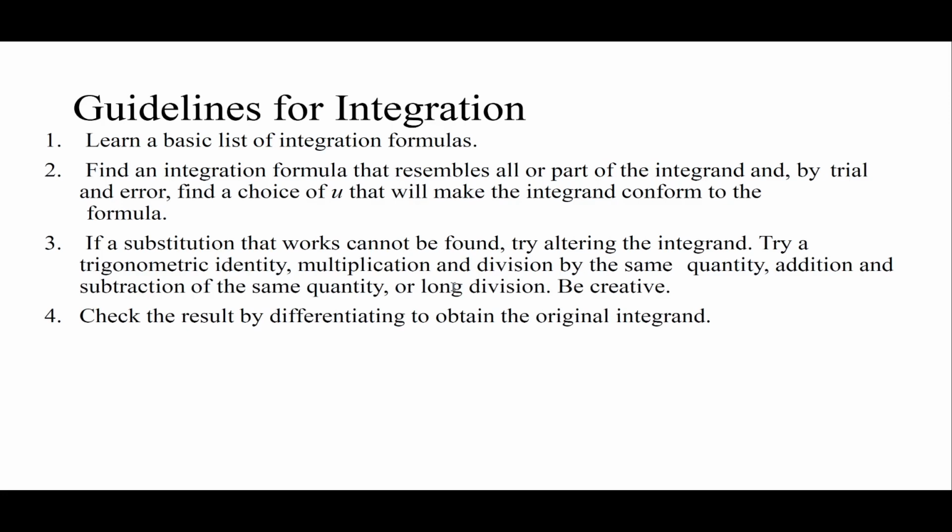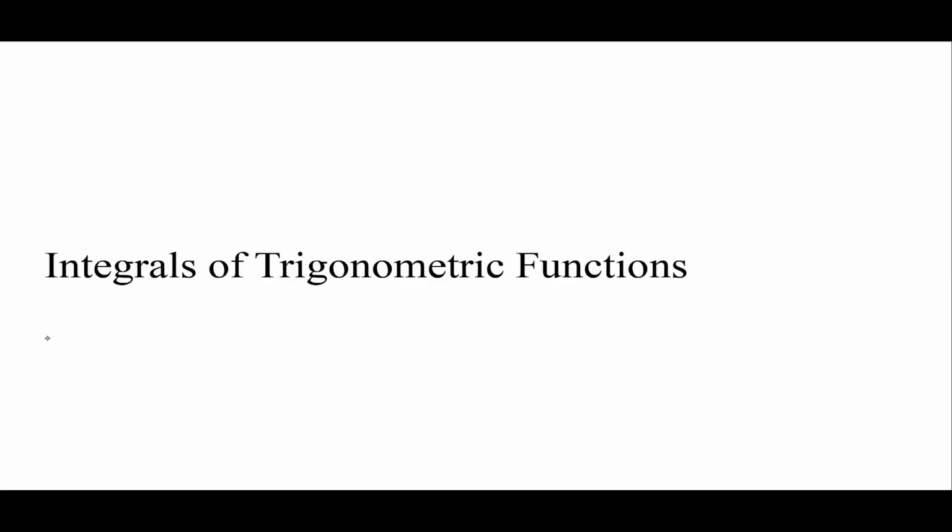If a substitution that works cannot be found, try altering the integrand. Try a trigonometric identity, multiplication, division by the same quantity, addition and subtraction of the same quantity, or sometimes long division. You have to be creative. You have to try here and there. Check the result by differentiating to obtain the original integrand. Always, after finding the integration, if you differentiate it, it's supposed to give you the original function.